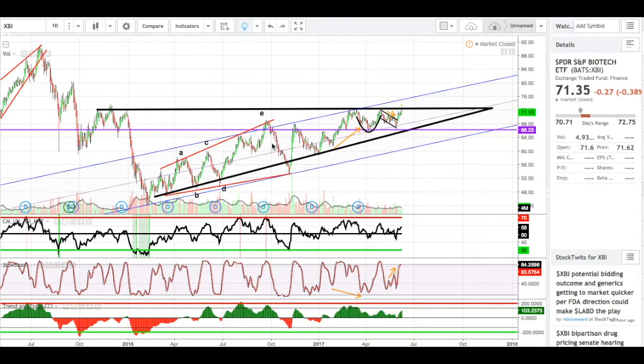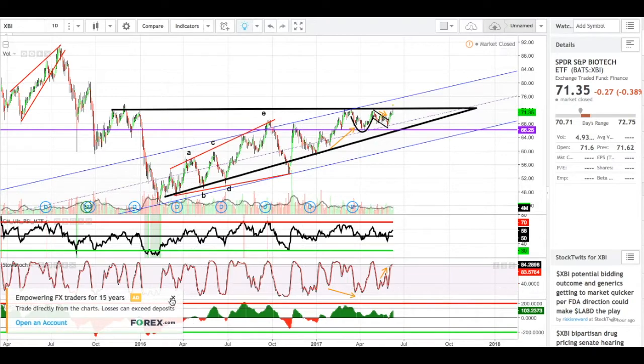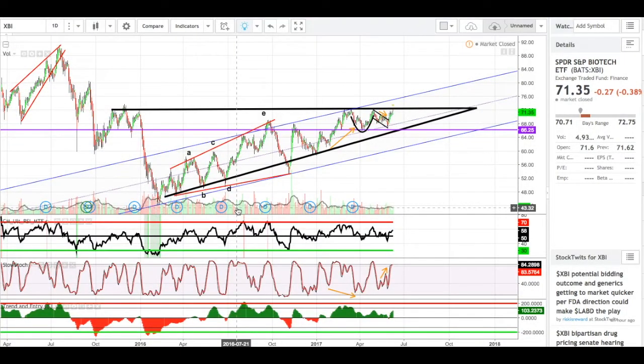So I think that this is the completion of the megaphone pattern, and anything after this point, we're going to be looking at new patterns developing here in the price action. I've marked here in these dark black lines some hard support and hard resistance levels that I see in a longer term perspective, and I'm going to leave these up throughout all of my time frames.